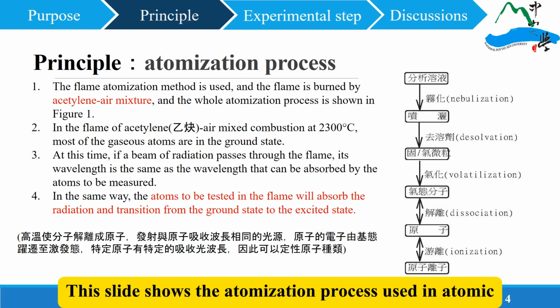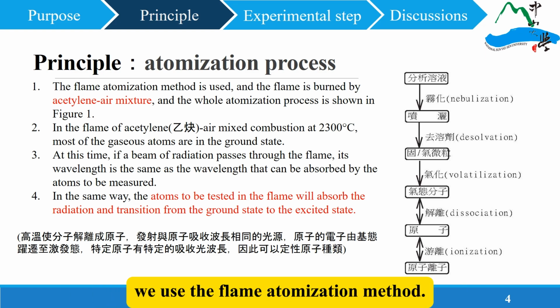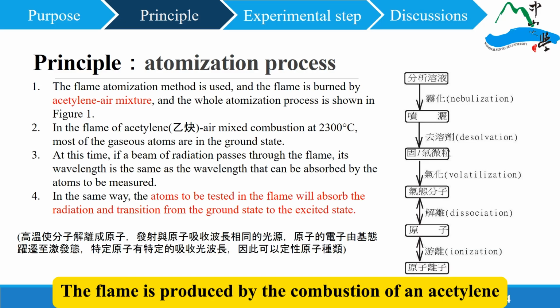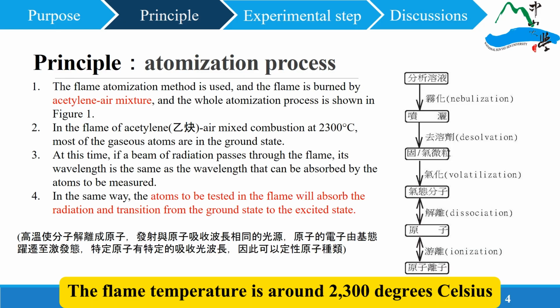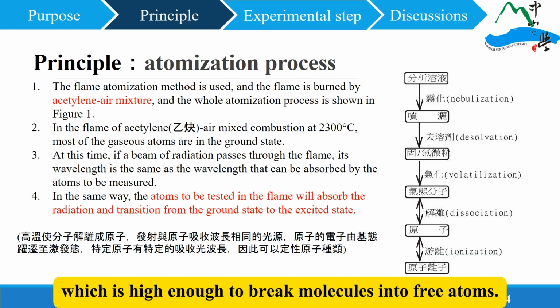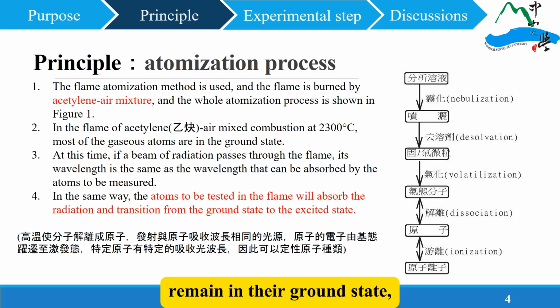This slide shows the atomization process used in atomic absorption spectroscopy. In this experiment, we use the flame atomization method. The flame is produced by the combustion of an acetylene and air mixture. The flame temperature is around 2,300 degrees Celsius, which is high enough to break molecules into free atoms in the gas phase. Most atoms produced in the flame remain in their ground state.